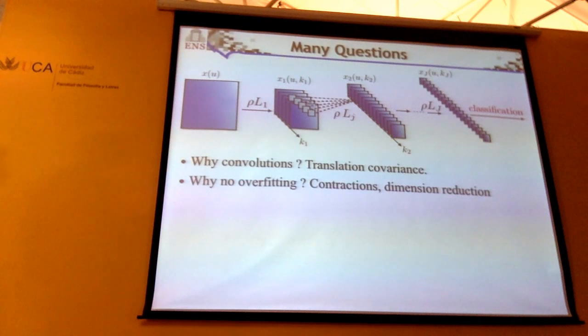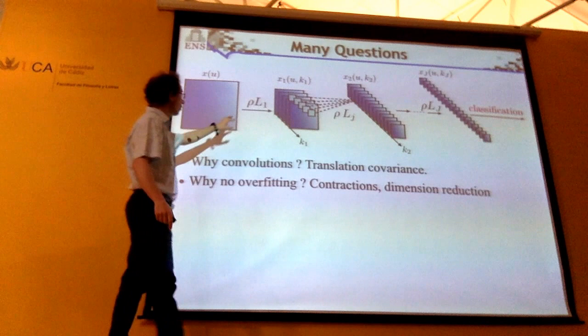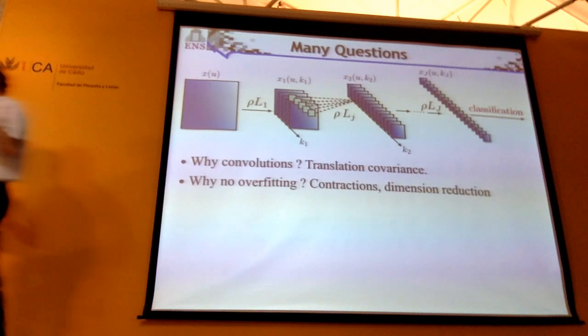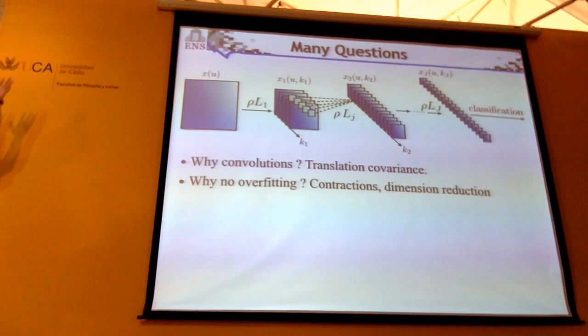Why no overfitting? One of the important reasons that we mentioned is that this nonlinear operator is going to be a contraction. And the linear operators are going to have also a type of contraction properties, meaning that they are going to reduce the dimensionality of the space. So it's not because you have a lot of parameters within these operators that they are not going to reduce their image. So that's essentially the component of non-overfitting. You don't expand the size of the space, you rather reduce it. And in fact, in many of the networks, the last layers are much smaller than the first layers.